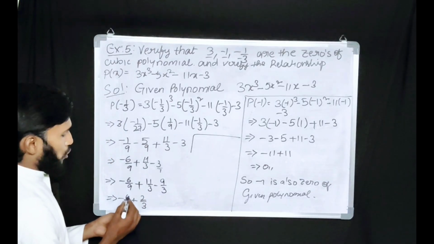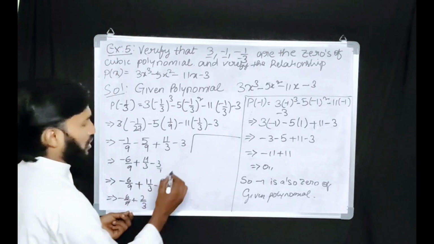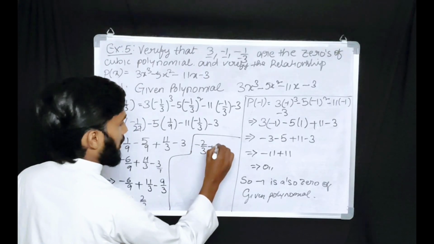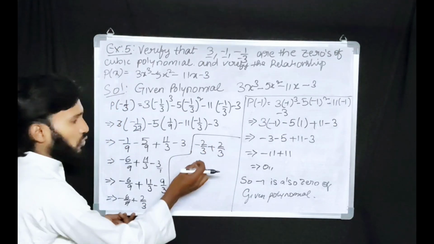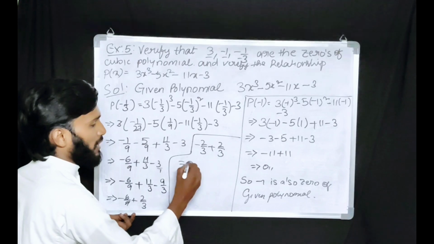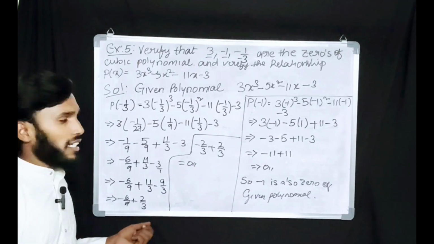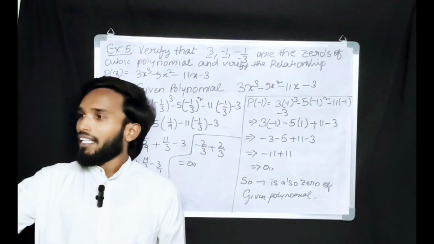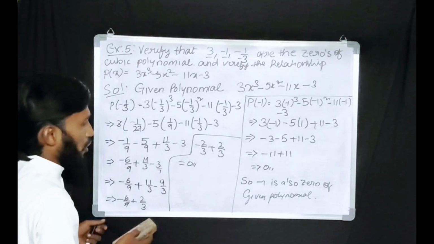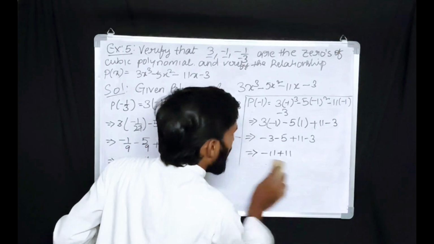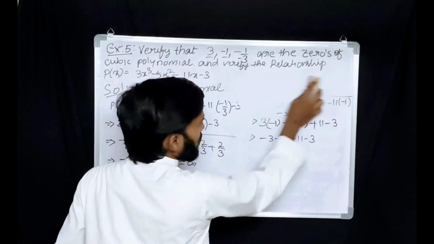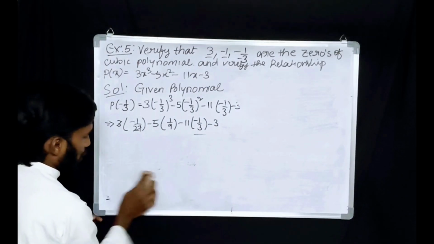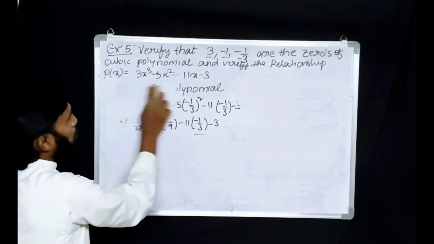So if you simplify this fraction here, it will become minus 2 by 3 plus 2 by 3. So minus 2 by 3 plus 2 by 3 is equal to 0. So these 3, minus 1 and minus 1 by 3 are the zeros of the given polynomial. Now we have to see the relationship between these zeros and the coefficients of a cubic polynomial.